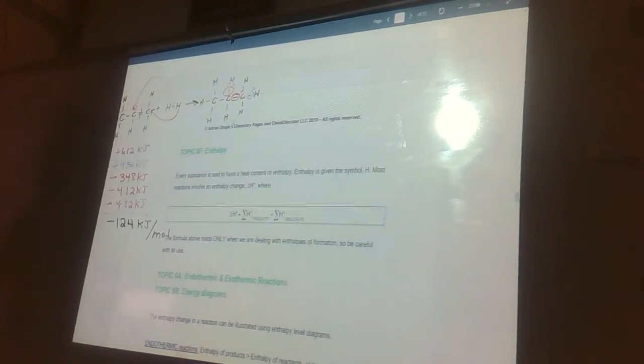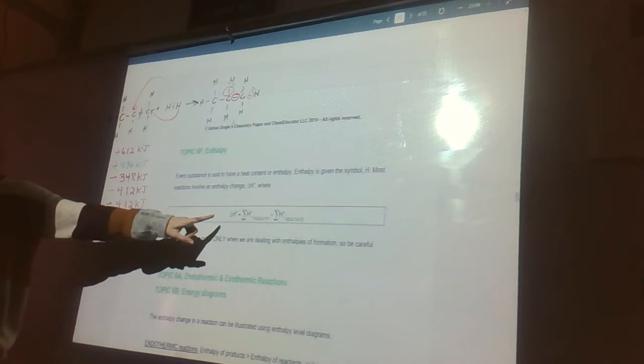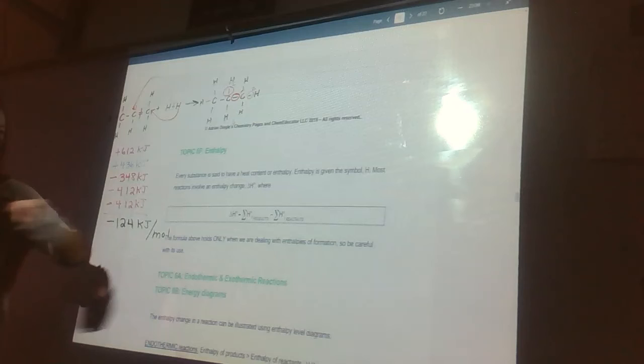Whenever we're talking about reactions, we're talking about how much energy is possessed in the reactants and how much energy is in the products. Reactants are positive. We're breaking those, right? You have to break down the reactants to form the products. Products are negative because you're making bonds in the products. You'll often see this equation, the enthalpy of formation of the products minus the enthalpy of the formation of the reactants.